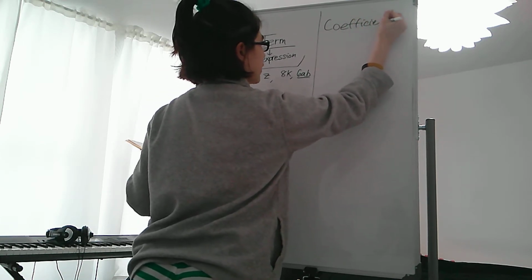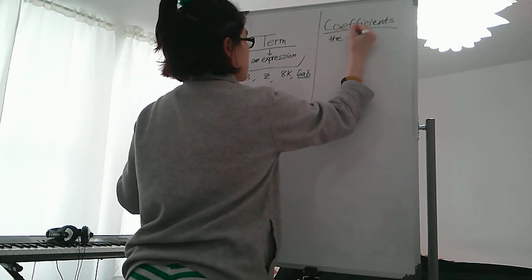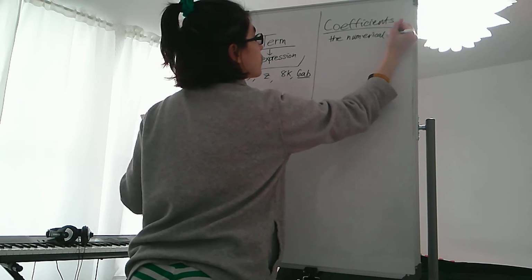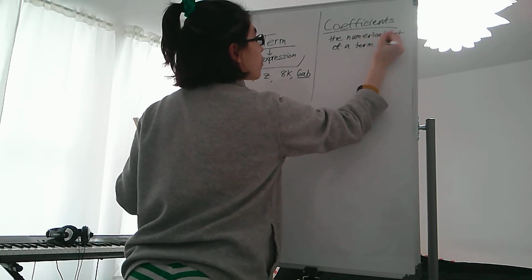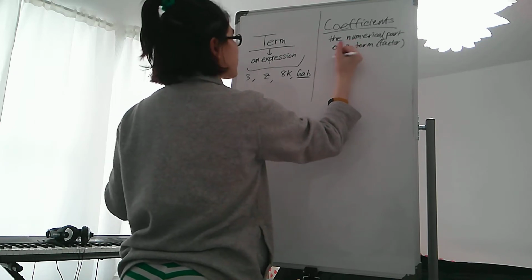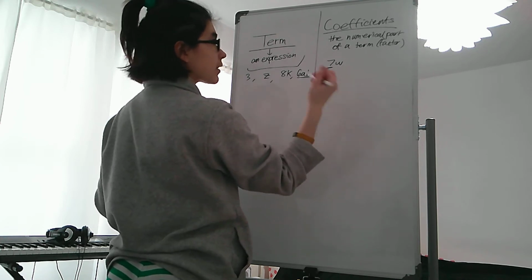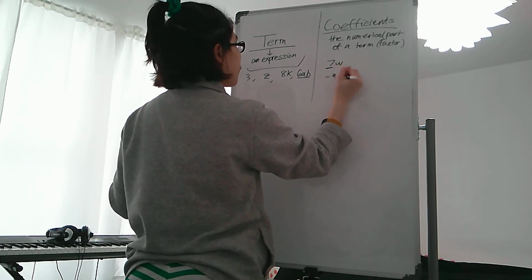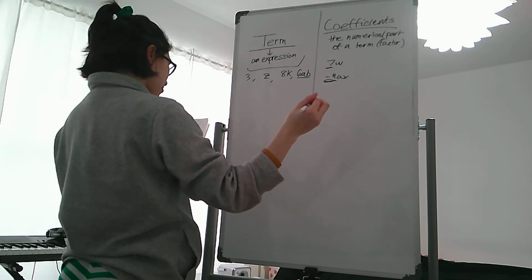Coefficients. Okay, so the coefficient is the numerical part of a term, or factor. So like, let's say in 7w, your coefficient is 7, right? That's the number. That's not the letter, it's the number part, basically. Or in negative 4ax, your coefficient is negative 4, because again, that is the number, okay?